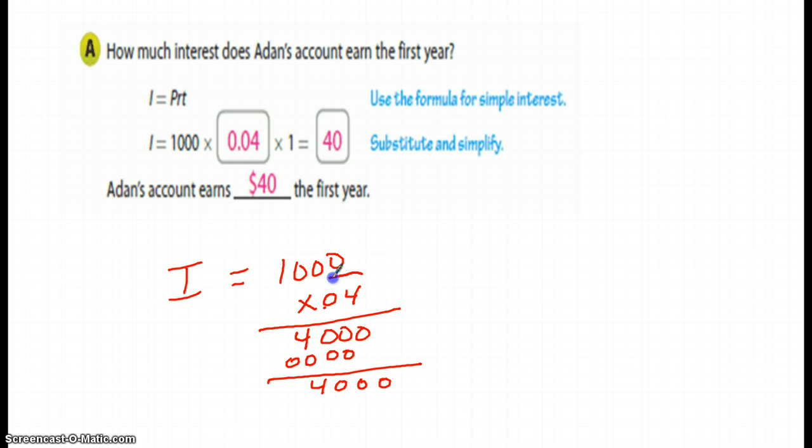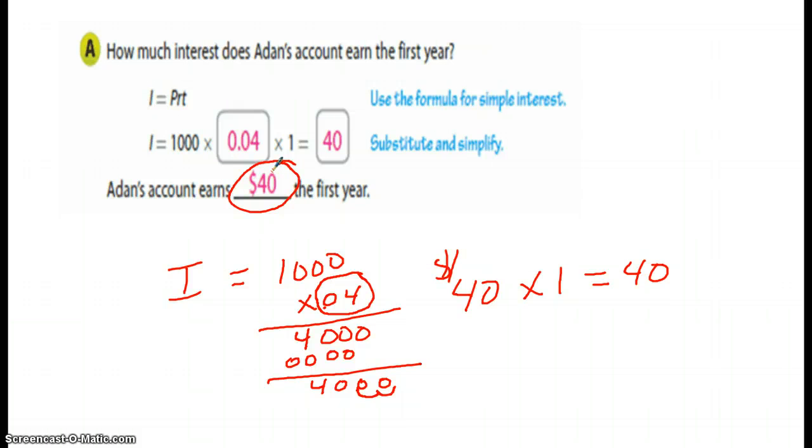Multiplication, we have a decimal, 2 places. So in our final answer, we have to count from where the decimal is, 1, 2 places. So this is where they got the $40 from, right here. And we would multiply that times 1 because it's at the end of 1 year. And that's going to give us 40. So he earns $40 for the first year.